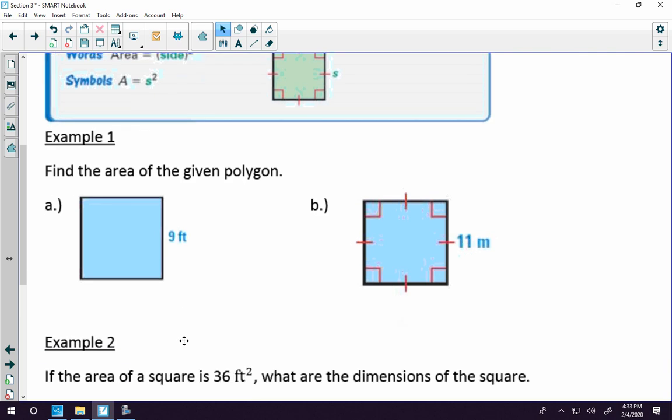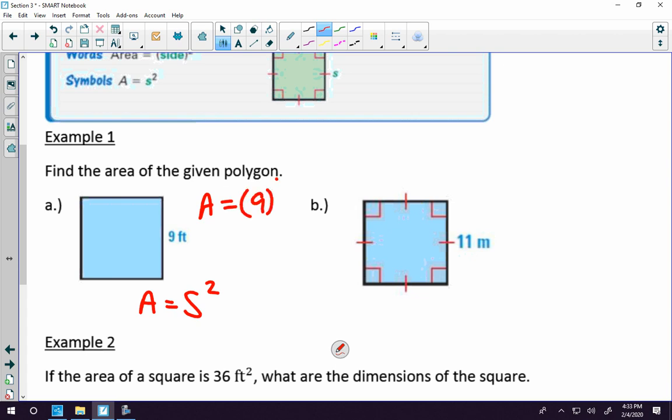If we look at some examples, it says find the area of the given polygon. My apologies, the directions were supposed to denote that the polygon was a square. So given that this is a square, the shaded region, which takes up the space inside the square, is found by taking the side length and squaring it. The area has to be the side length, 9, squared. So the area, or space inside of this square, is 81 square feet.